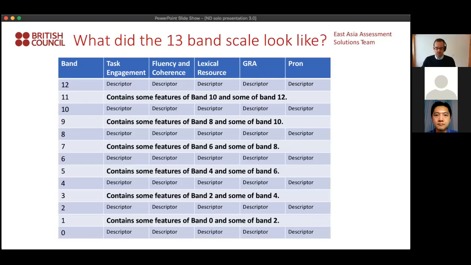Here's a mock-up of the scale that we used. Due to the confidential nature of the band descriptors, I can't share the full documents here today. As you can see from the slide, the even bands contained the rich descriptors of each level and criteria, and the odd bands existed as intermediates between those. Odd bands contain some of the features of the above and the below.